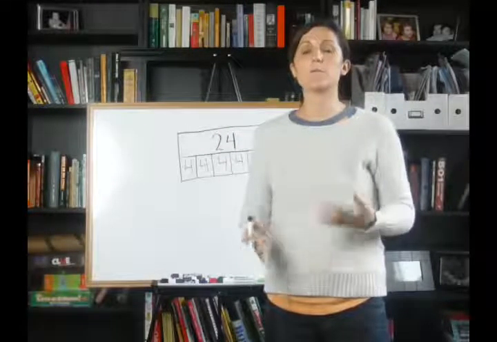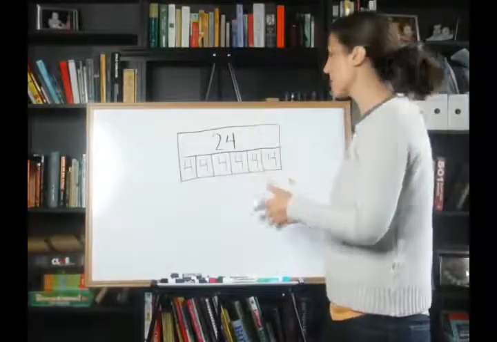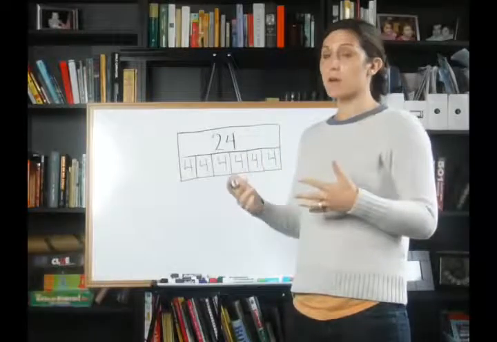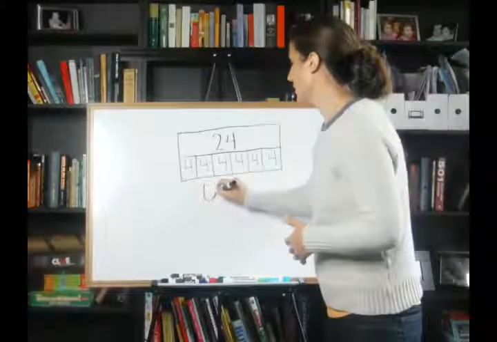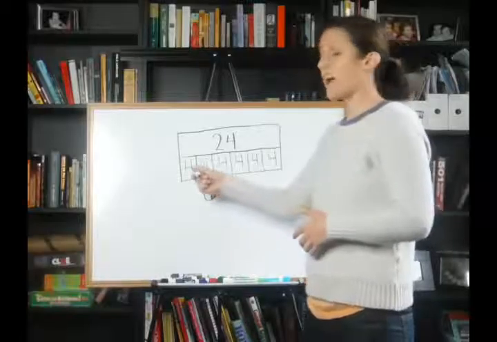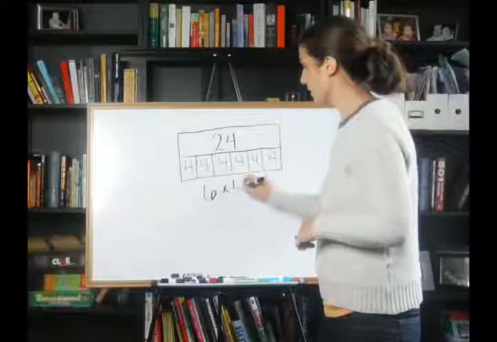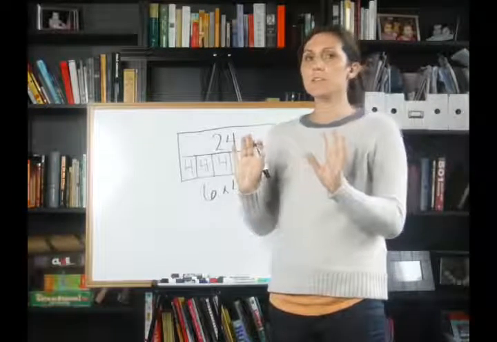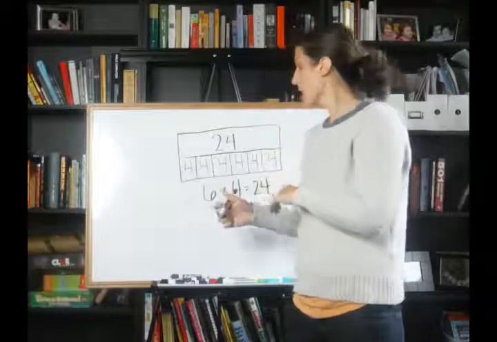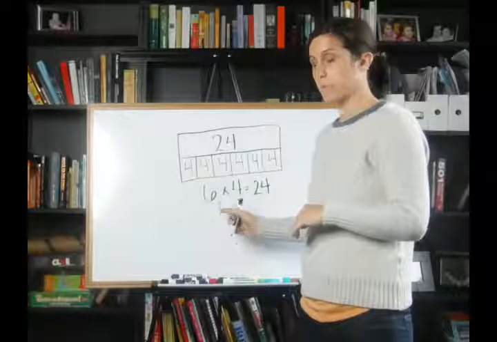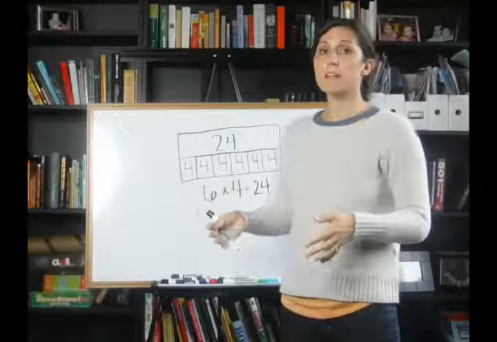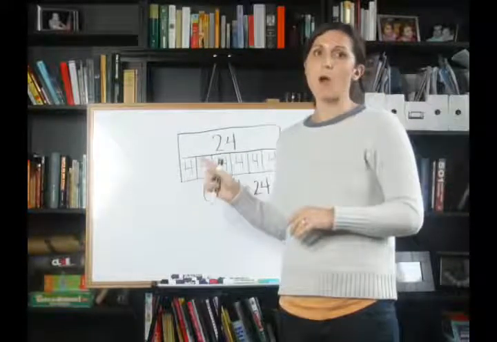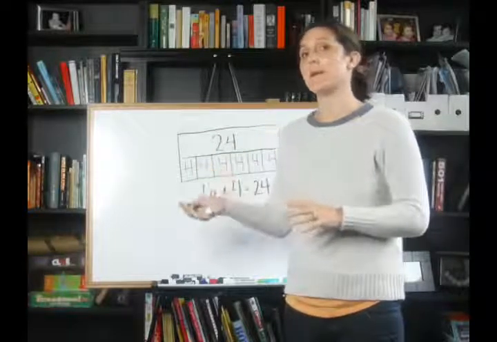Now I can write some math sentences to match my tape diagram. So I have 6 boxes, or 6 groups, so that number comes first in multiplication, times, I have a 4 in each box, that equals 24. I couldn't use the commutative property in this case because I don't have 4 groups, I have 6 groups. So if I wanted it to show 4 times 6 equals 24, I'd have to redraw my tape diagram with a different number of groups and a different number in each group.